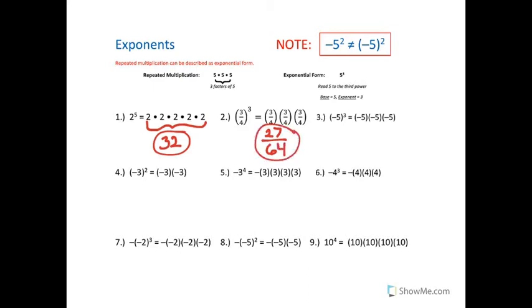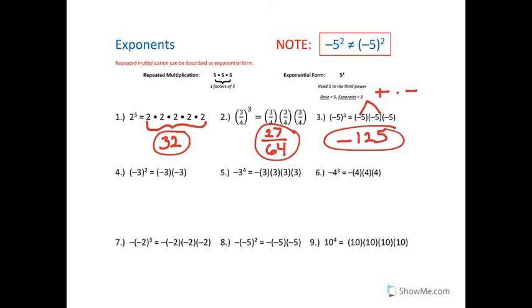-5 to the third power is -5 times -5 times -5. You see the negative sign is inside the parentheses. And 3 is an odd number. So -5 to the third power is going to be -125 because -5 times -5 is a positive 25, and a positive times a negative is going to be a negative.